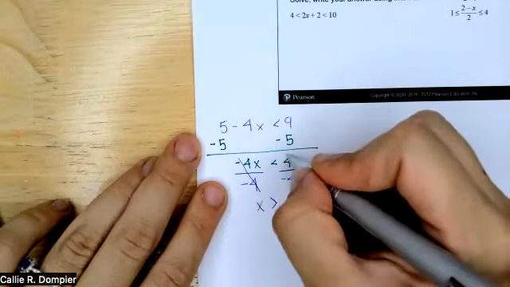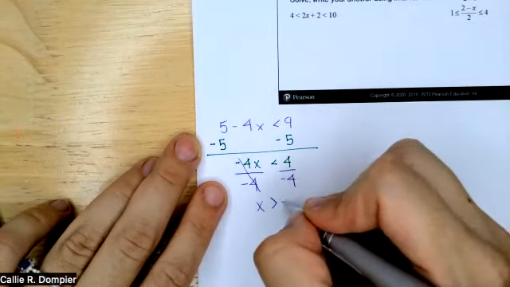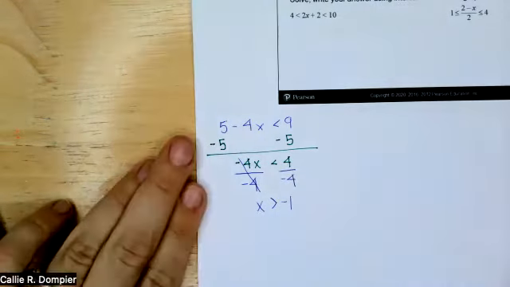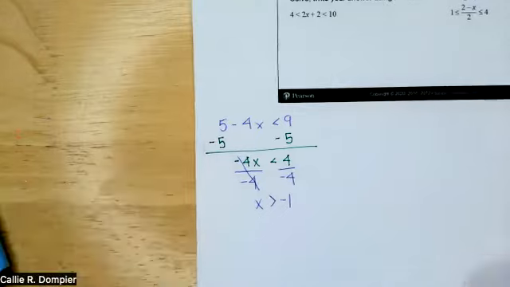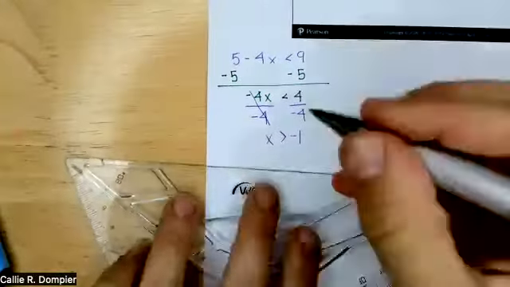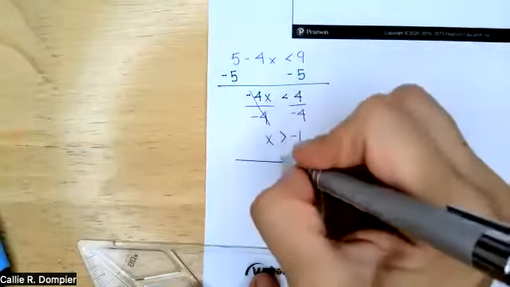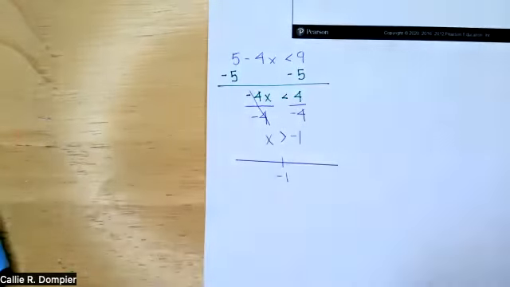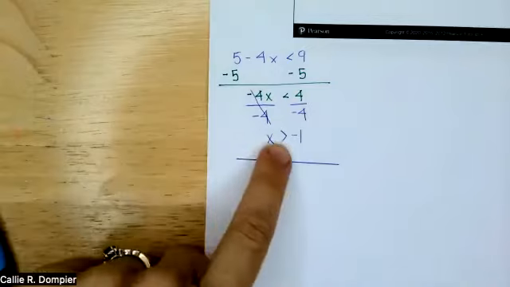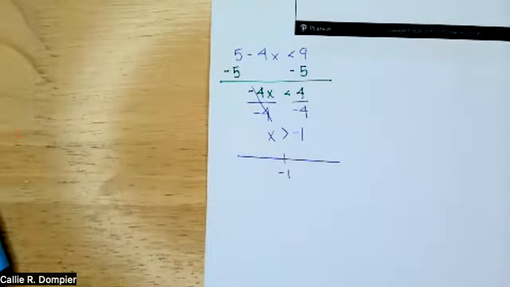X is greater than 4 divided by negative 4, which is a negative 1. Here's negative 1. We're saying x is greater than negative 1, right?